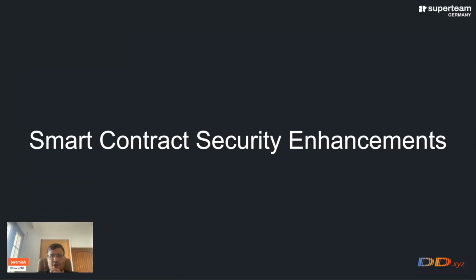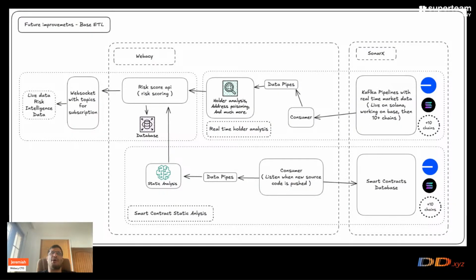Cool. So, smart contract security. We're making some improvements right now to our system. In the previous slide, in the beginning, you saw a user query for an address and get a score back. We're taking it a step ahead by ingesting whole chains of data and smart contracts and scoring on the fly as they come out.